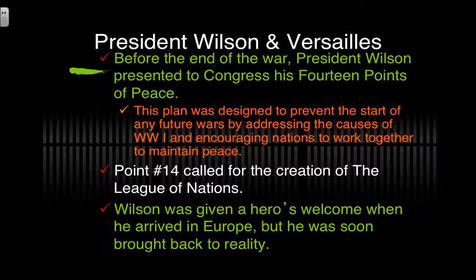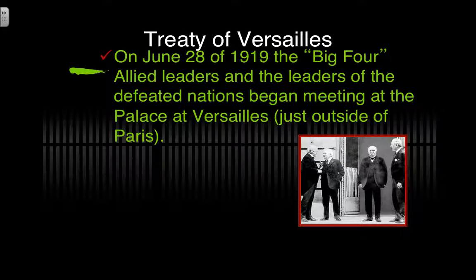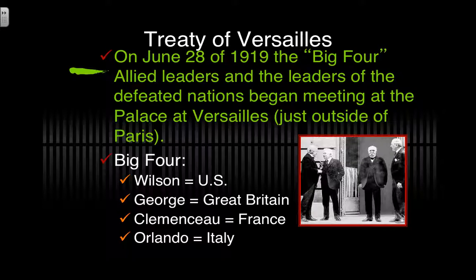Wilson was the first American president to travel to Europe during his presidency, and he had high hopes for what would take place, but of course, when he arrives in Europe, he's brought back to reality. The main reason is that when he met with the other leaders of the main allied nations, referred to as the Big Four, that includes David Lloyd George, the Prime Minister of Great Britain, Georges Clemenceau, the President of France, and Vittorio Orlando, the leader of Italy.